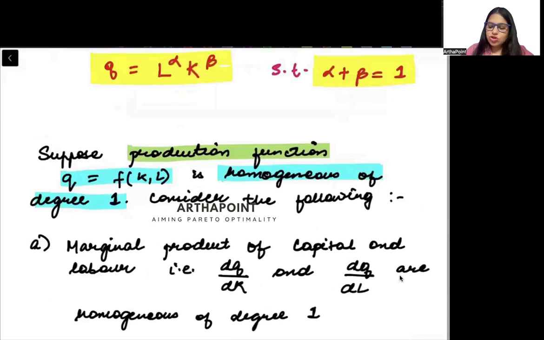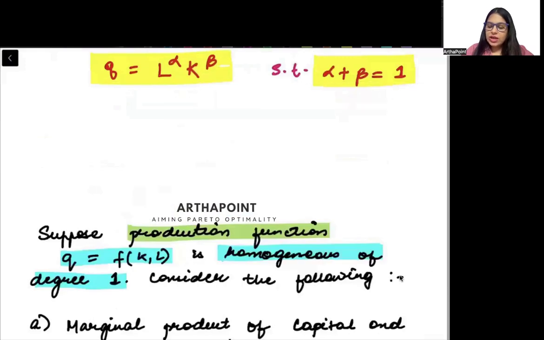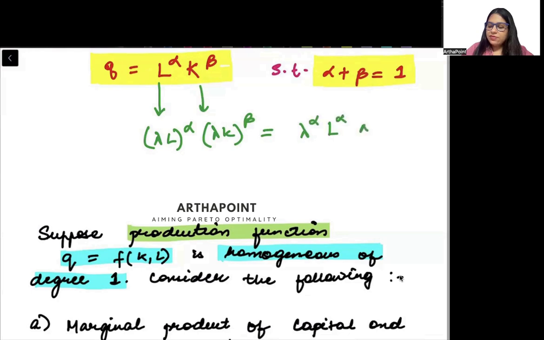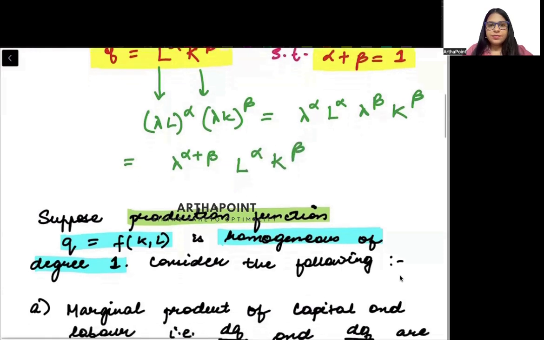How do we check the homogeneity? I can replace L with lambda L, and I can replace K with lambda K. This will be lambda to the power alpha, L to the power alpha, lambda to the power beta, K to the power beta. And this is going to be lambda to the power alpha plus beta, L to the power alpha, K to the power beta.